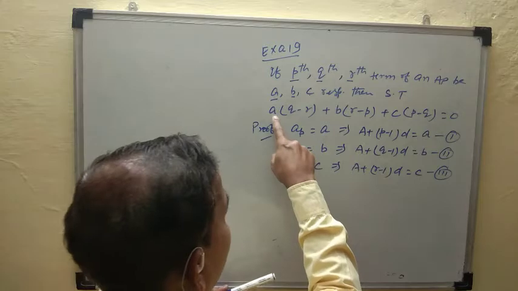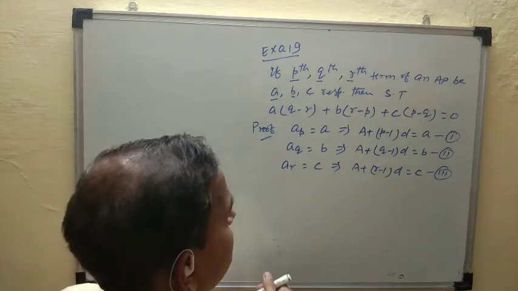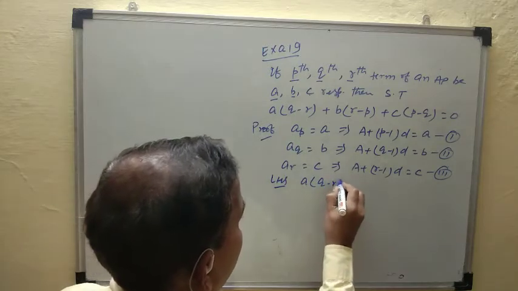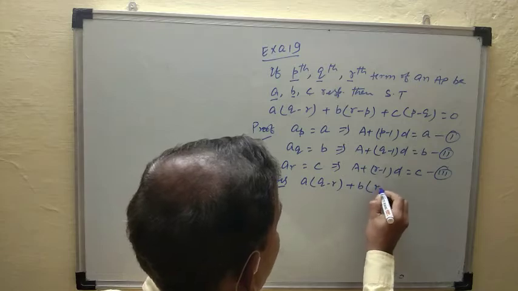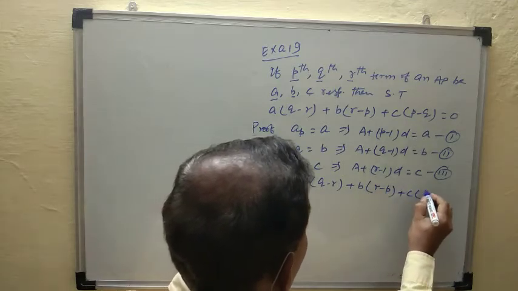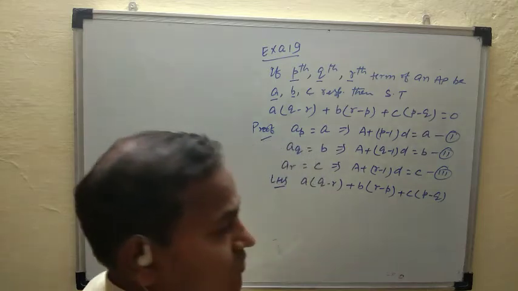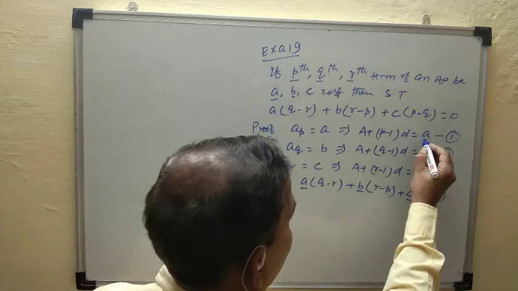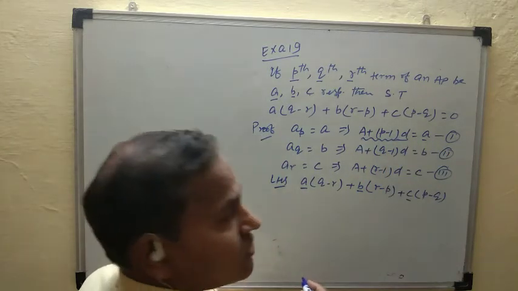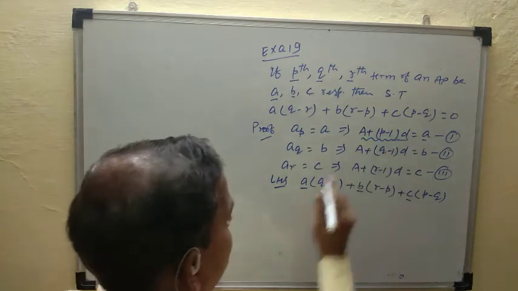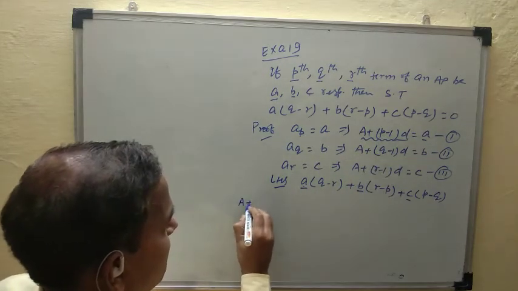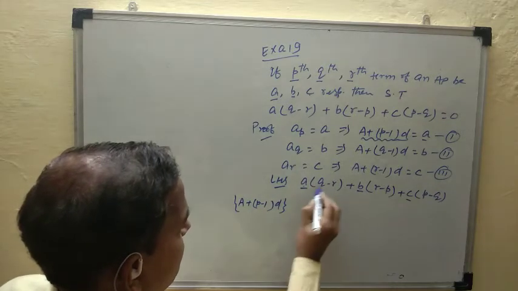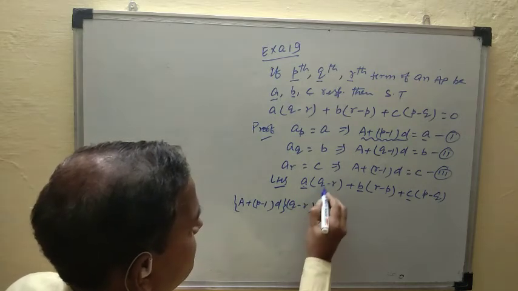Here show that A into (Q minus R) plus B into (R minus P) plus C into (P minus Q) is 0. So taking LHS, A into (Q minus R) plus B into (R minus P) plus C into (P minus Q). This is LHS. Now put the value of A, B and C. Here the value of A is A plus (P minus 1) into D, and into (Q minus R).